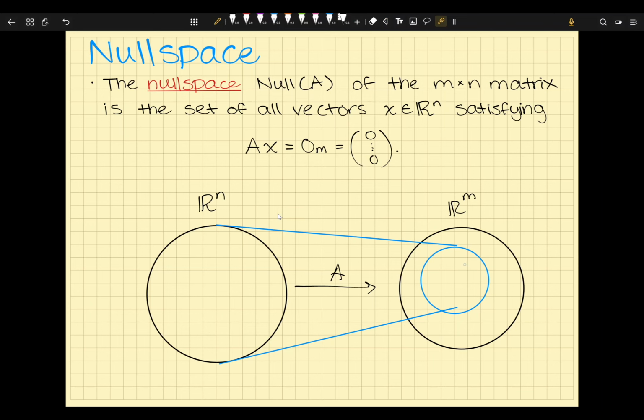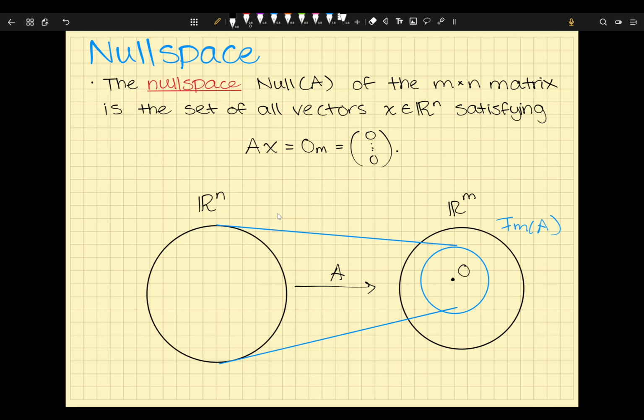And it won't necessarily be all of Rm. Like we might map to, say, a plane inside of R3. So we might not necessarily map to all of Rm. We call this the image of A, but that's not very important. What we care about is the kernel, or the null space. So one of the things that we map to is certainly going to be the zero vector. The zero vector always maps to the zero vector.